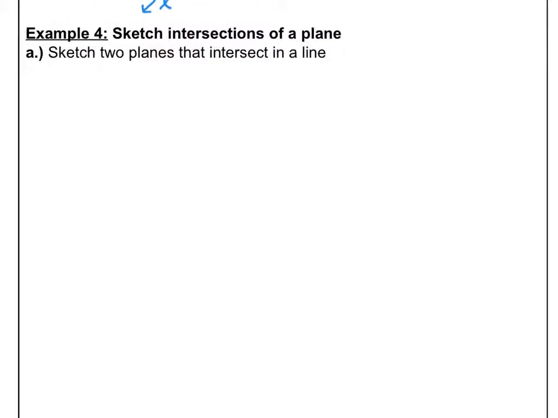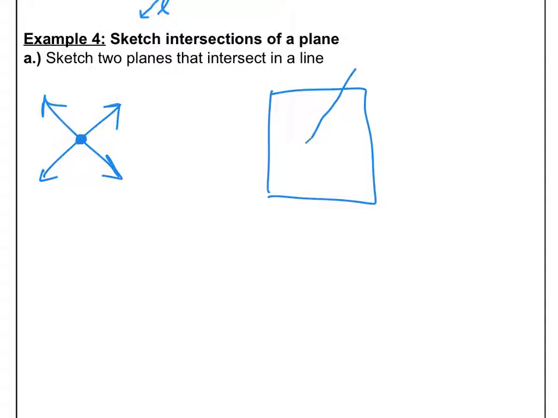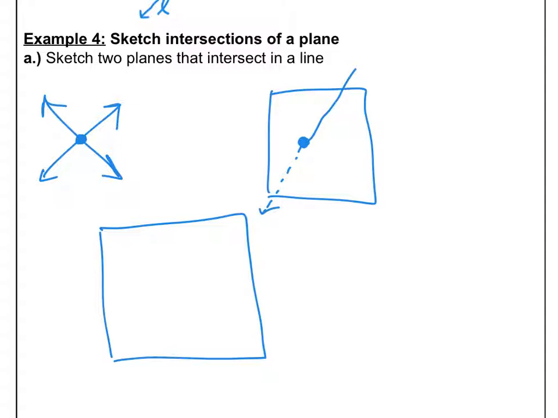All right, and the last thing is to sketch two planes that intersect in a line. So when two lines intersect, they intersect at a point. When a plane and a line intersect, they also intersect at a point. Now, when a plane and a plane intersect, think about two pieces of paper that are kind of overlapping each other. And I am not a very good drawer, but we'll see what we can do here.